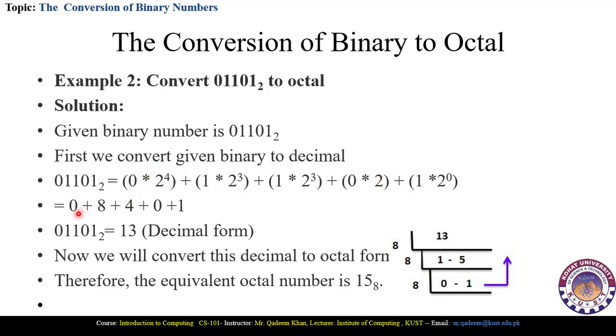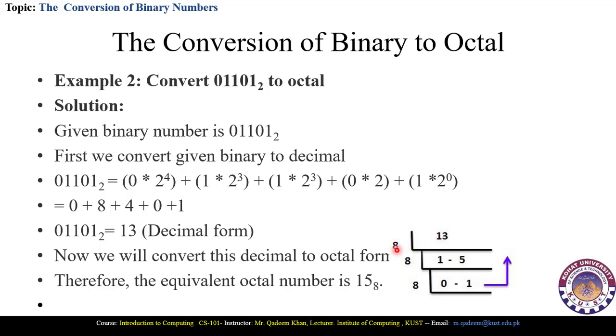So 0 multiplied by 2 to the power 4 is equal to 0, 1 multiplied by 2 to the power 3 is equal to 8. Similarly, 1 multiplied by 2 to the power 2 is equal to 4, and this is 0, and this is 1 multiplied by 2 to the power 0, which is 1. Now, when we compute this expression, that is 8 plus 4, 12, 12 plus 1, 13, it is the decimal number. Now, start dividing 13 by 8, because 13 is a decimal number. We will convert that into octal.